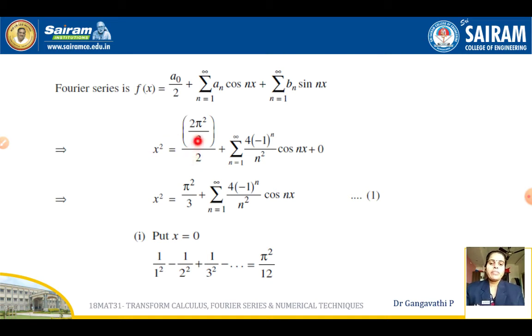a0 is what we have evaluated. It is 2 pi square by 3 by 2 plus summation n is equal to 1 to infinity. an value is 4 minus 1 to the power of n by n square and cos nx. And bn value is 0. So now, let us simplify further. Again cos nx, keeping it as it is, 4 minus 1 to the power of n by n square, and this term has been simplified to pi square by 3.